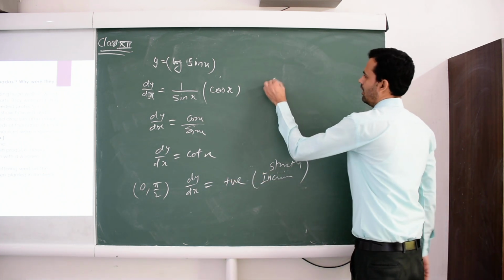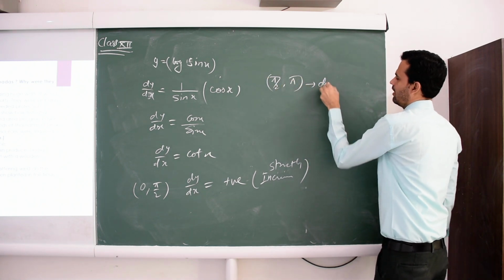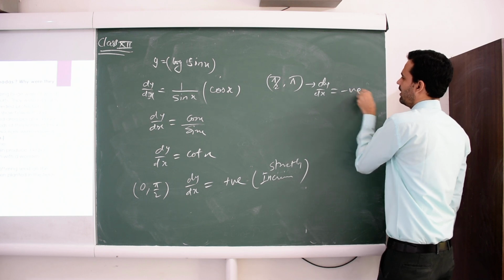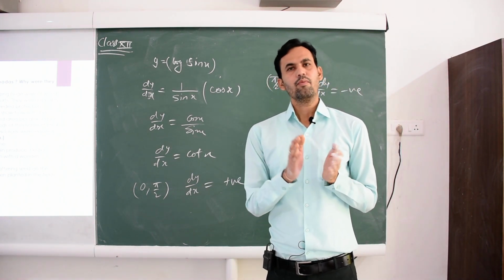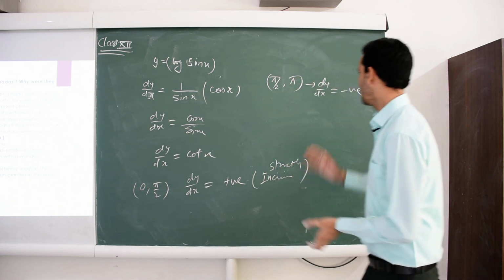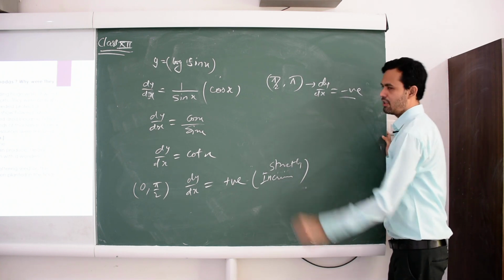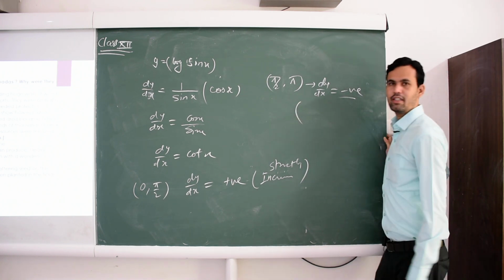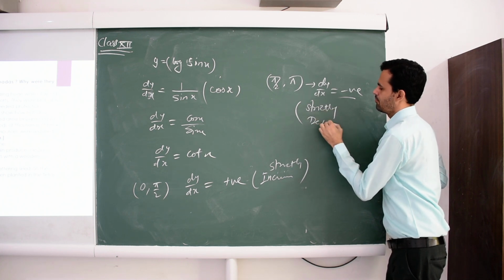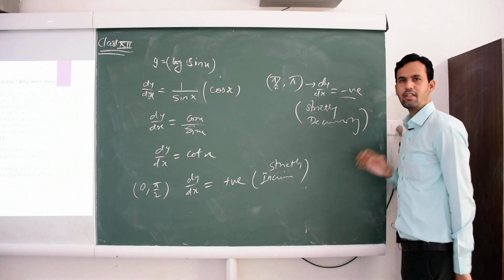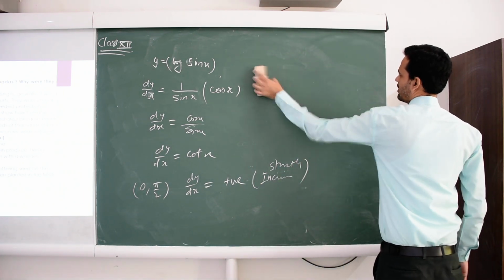From pi by 2 to pi we know that dy by dx is negative. Why? Because in the second quadrant, from 90 to 180 degrees, the value of cot is always negative. So the value of dy by dx is negative in this second quadrant, and if the value is negative, then the function is strictly decreasing. So this is all about exercise 6.2.